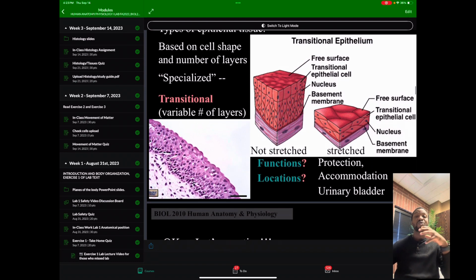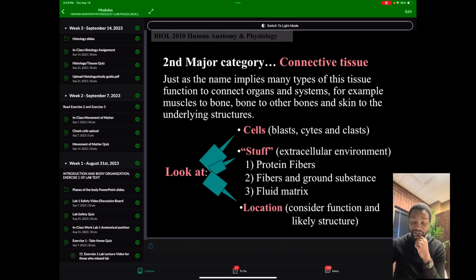So I want you to find pictures. You can also draw them out, but you're making your own study guide. Find pictures on your cadaver dissection tool, post them, and then write where every one of these types of tissue are found.